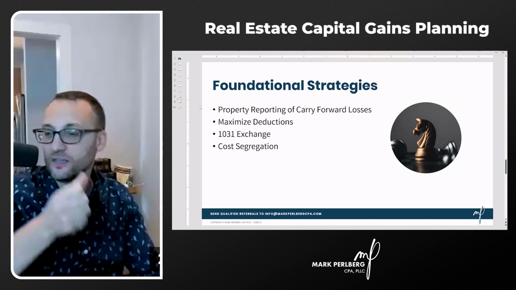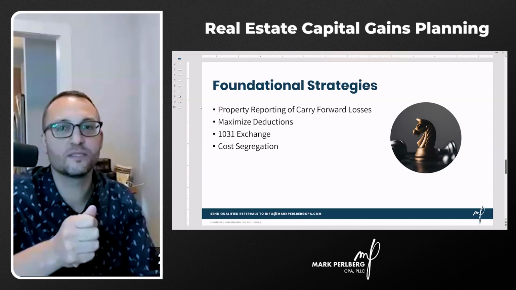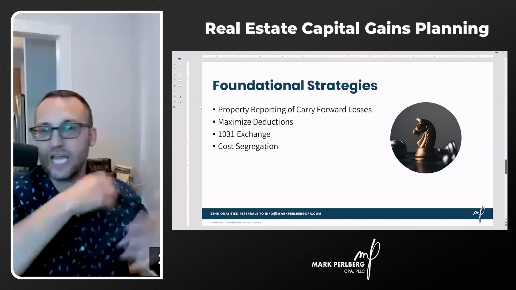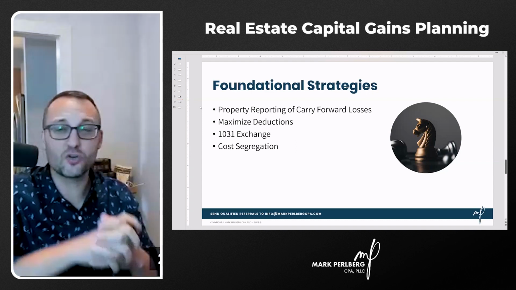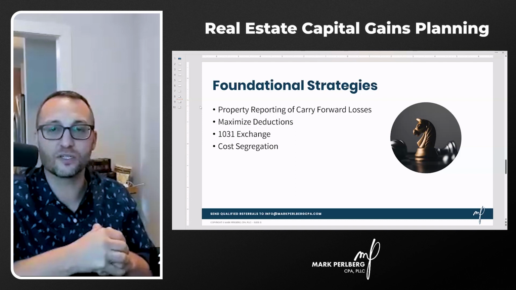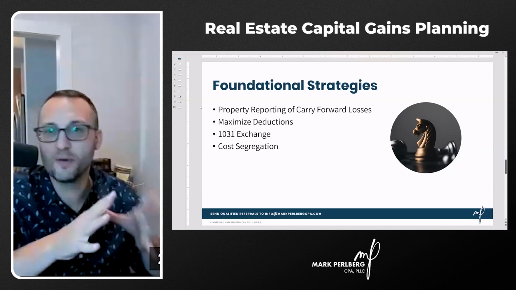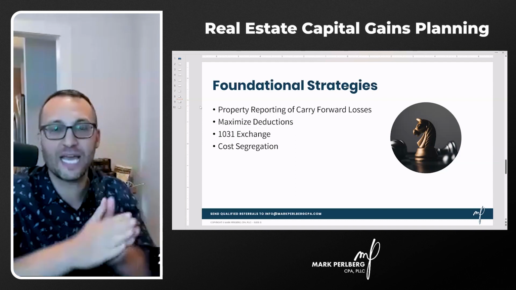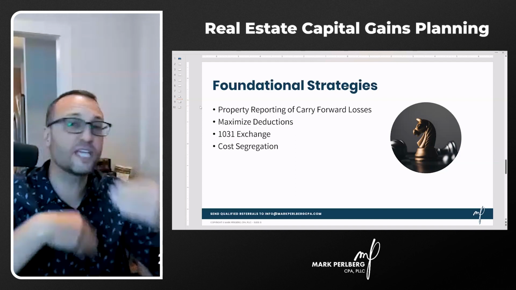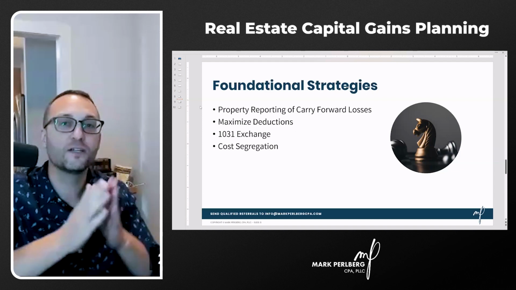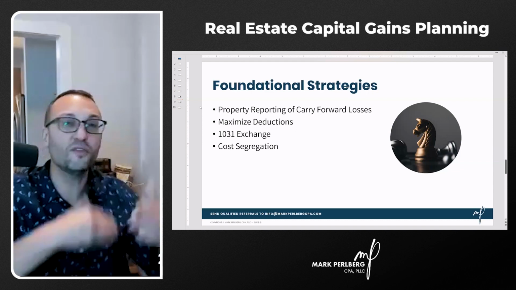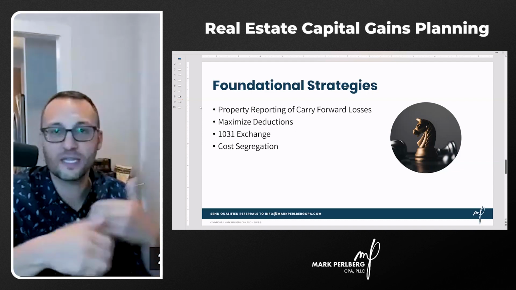Maximizing your deductions. Here's the next easiest way to offset your capital gains here. Make sure you're recognizing all of your tax deductions, your mortgage interest, your insurance. So many people are missing out on their insurance and forgetting it's a tax deduction. The tax preparer fees, travel, et cetera, et cetera. All of these things are going to help offset the capital gains.